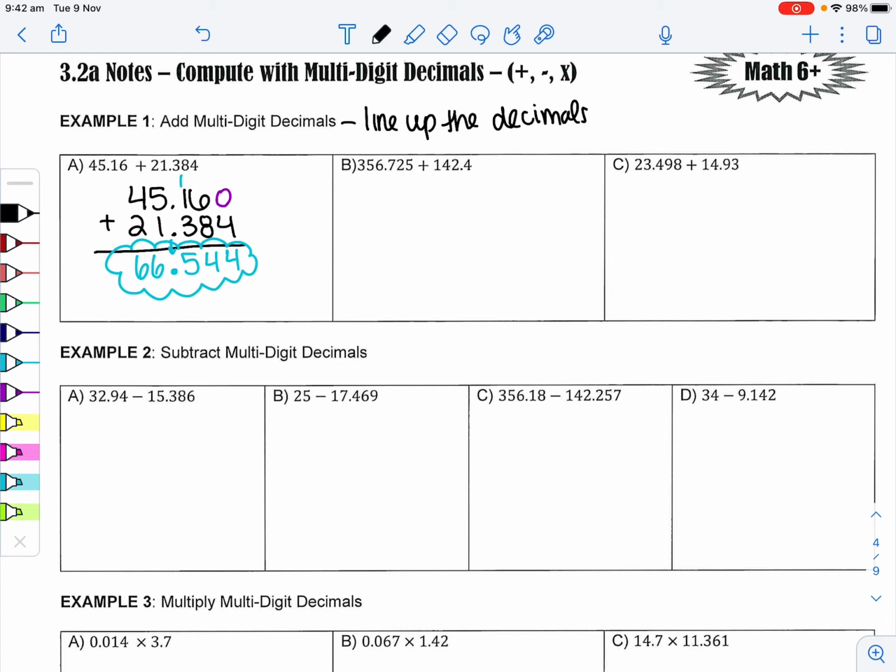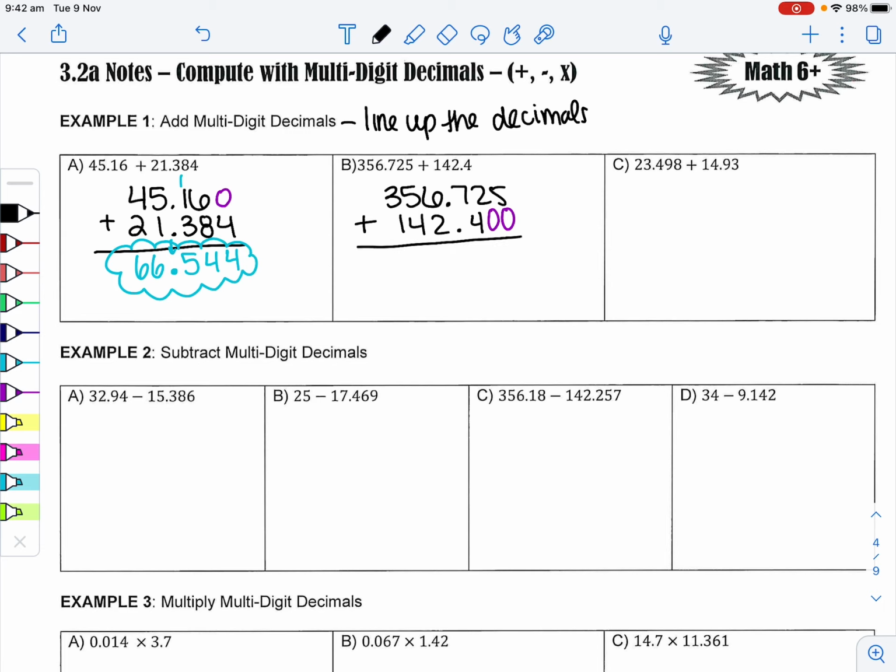I'm going to do the same thing on the next one, so I'm going to line up my decimals. So 356.725 plus 142.4. And then I'm going to do the same thing on this one. I'm going to add those two zeros to match up my place values. It doesn't change the value of the number. It just adds the appropriate number of place values in order to add.